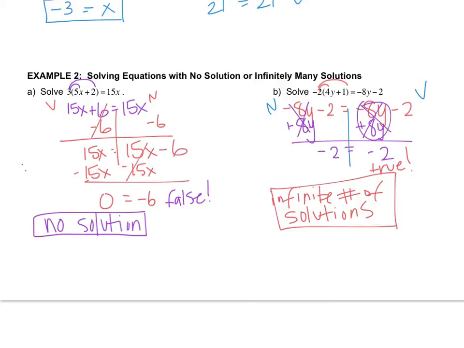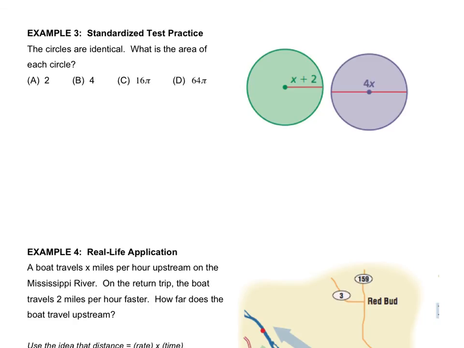What that means is that no matter what number you plug in, it's going to work. So you could plug in 2, you're going to get a true statement. You could plug in 10, you're going to get a true statement. You can plug in negative 3.3 repeating, you're going to get a true statement. Anything you plug in is going to work. All right, let's check out this word problem.